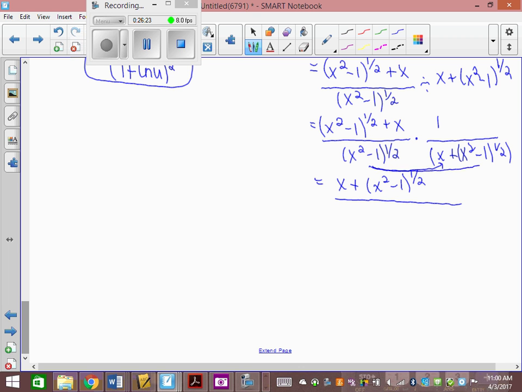So I'm going to go like this, and like this. So it's going to be x times x squared minus 1 to the half, plus x squared minus 1 to the half times x squared minus 1 to the half, which is x squared minus 1. And then they might ultimately, in the end, change these to square root signs.